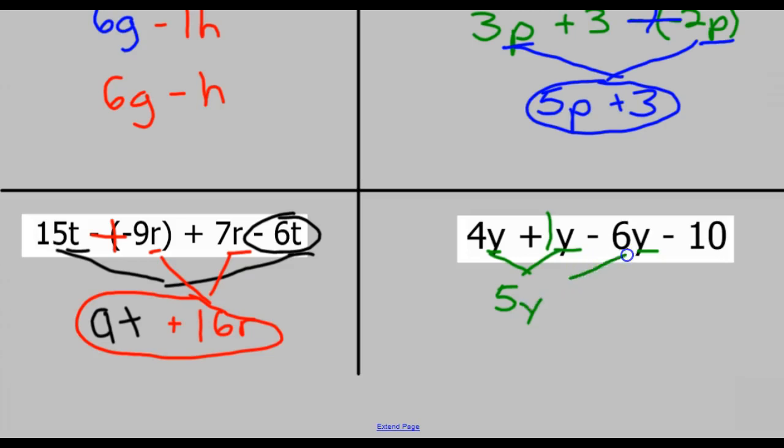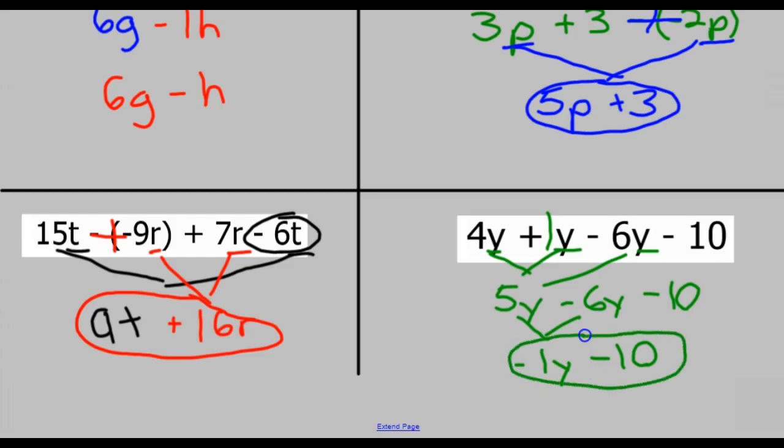Now I'm going to take this 5y and combine it with negative 6y. So 5y minus 6y gives me a negative 1y. And then the negative 10 is all alone. It doesn't have a partner or a like term. So it's negative 1y minus 10.